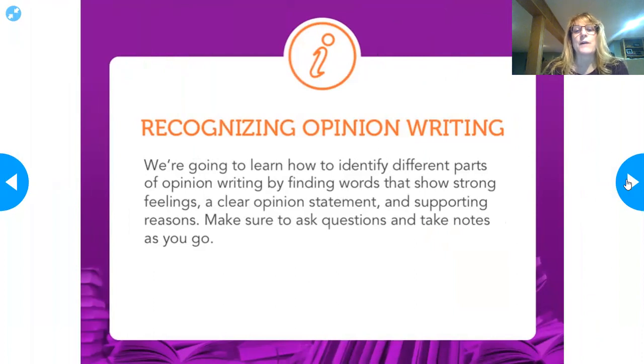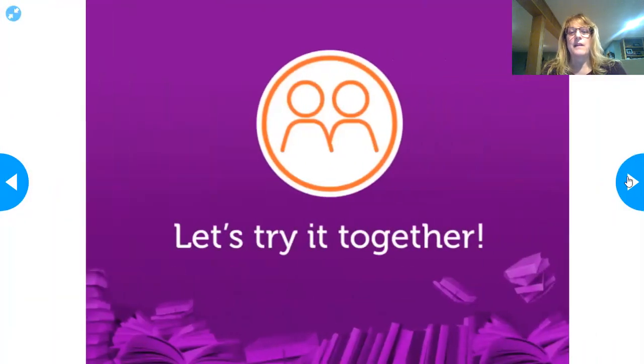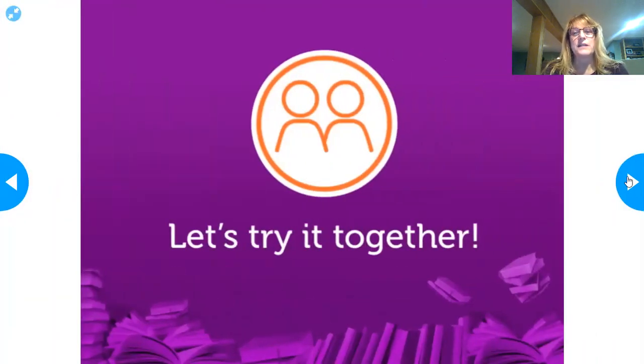We're going to learn how to identify now the different parts. We're going to look for words that show strong feelings. We're going to look for that opinion statement that's in the text, and then we have to have supporting reasons with details and examples to back that up. You can take notes if you'd like to. So let's try this one together before you're asked to do one on your own.